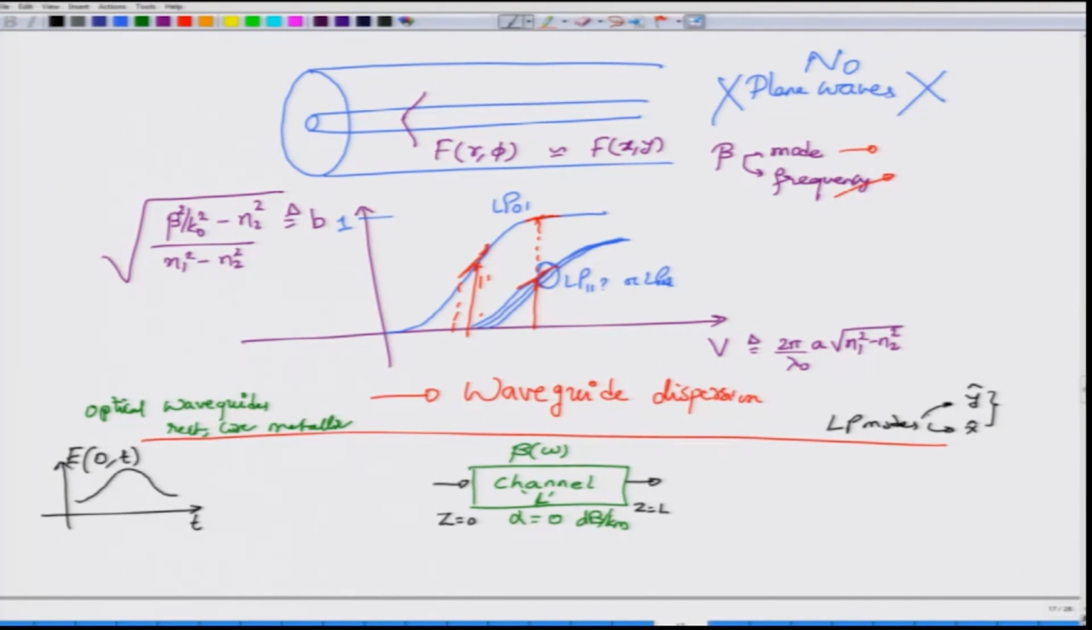So, right now I am looking at the electric field, and I am going to assume that the mode shape, that is f of x comma y or f of r comma phi, essentially remains constant, and is the same for different modes. This is a highly simplifying assumption, because I am only interested in looking at the effect of the propagation constant beta depending on omega. I will assume that the mode shapes more or less remain the same as they propagate.